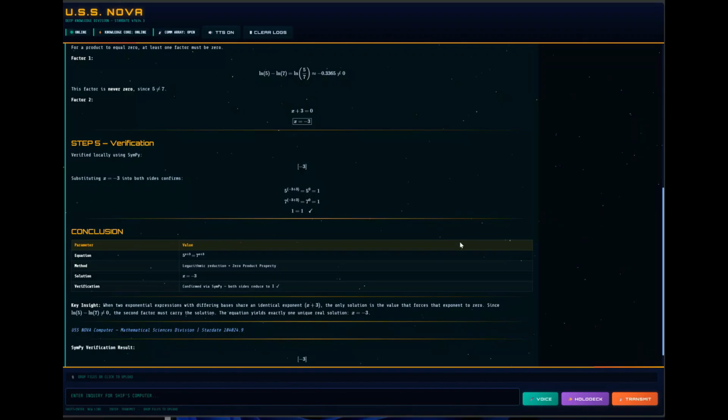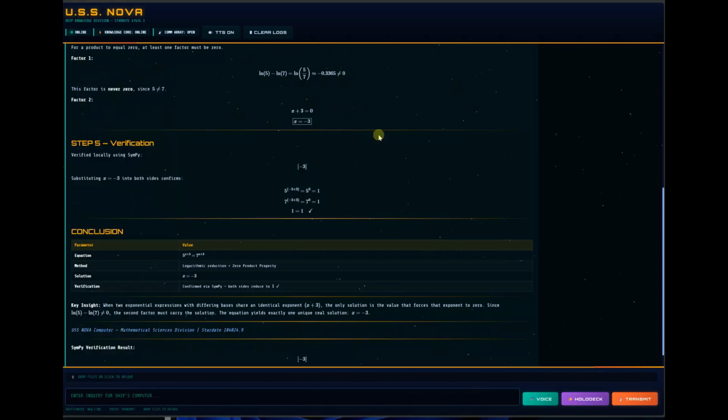New market dash solve for x, 5 to the power x plus 3 equals 7 to the power x plus 3, dash step 1 apply natural logarithm to both sides, taking the natural logarithm of both sides. Natural log of 5 to the power of x plus 3 equals natural log of 7 to the power of x plus 3, dash step 2 apply the power rule of logarithms. The power rule states, natural log of a to the power of b equals b times natural log of a.